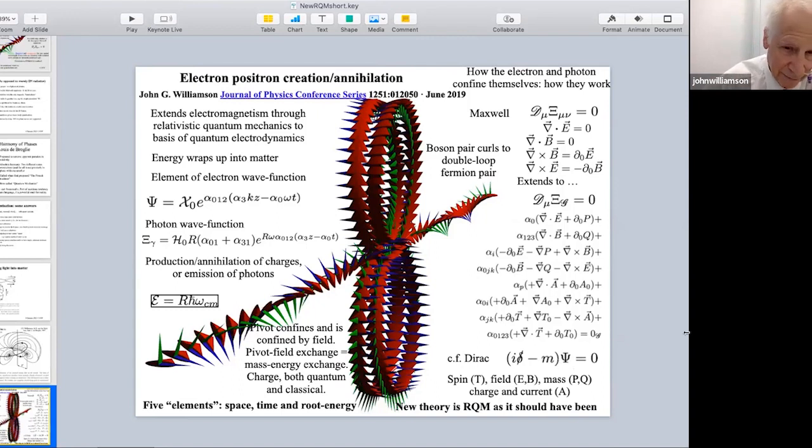So that's the process of electron-positron pair creation in the model. Not, I should say, to the same scale. The electron loop here is about lambda C over 12, whereas here this is lambda C. So these things are really showing about 10 times the size they should be, just for clarity. Okay, so that's the process of electron-positron pair creation. These are the wave functions, electron and photon.